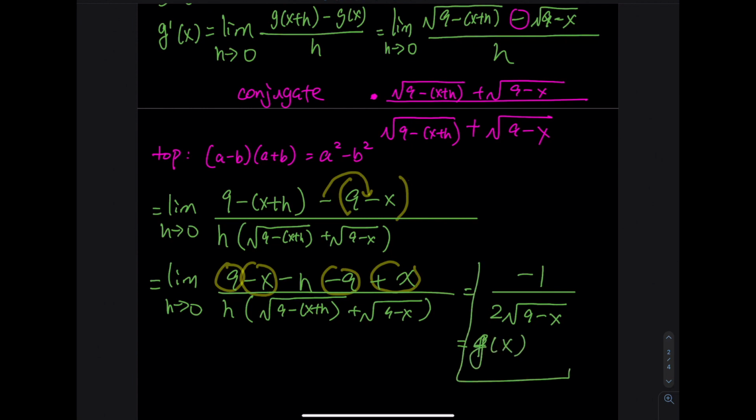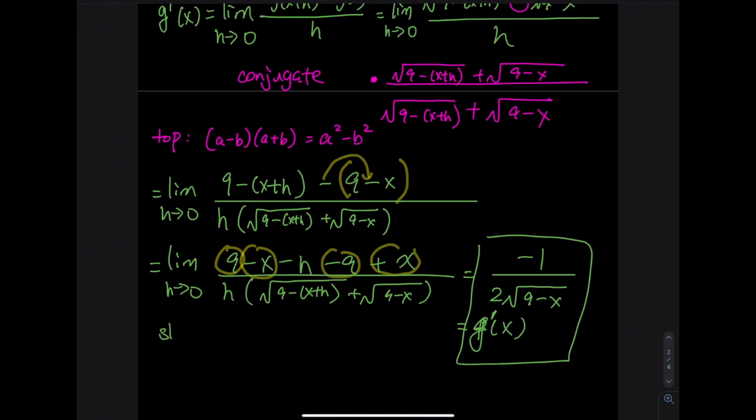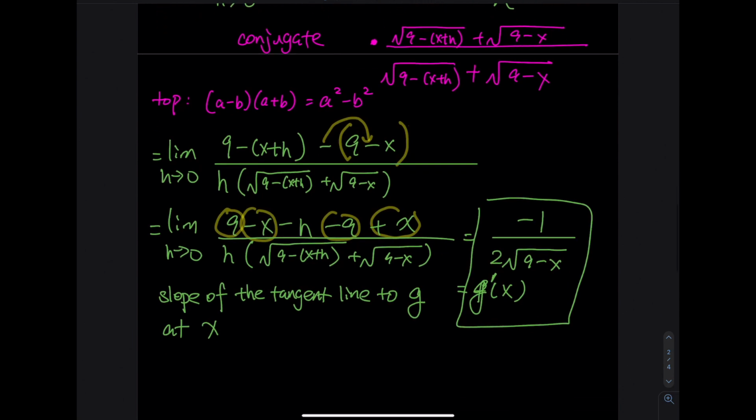So what is g prime of x? I forgot the prime. G prime of x is the slope of the tangent line to function g at any x value, anything, but not anything. You have to make sure the x value you plug in won't screw up the function. So what do I mean by screw up the function? Take a look. You have a radical square root of 9 minus x in the denominator.